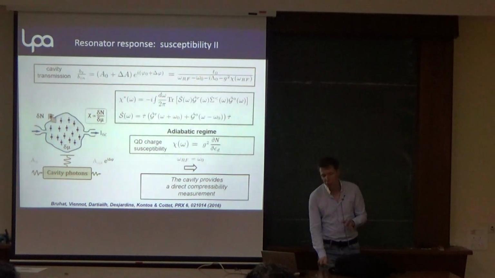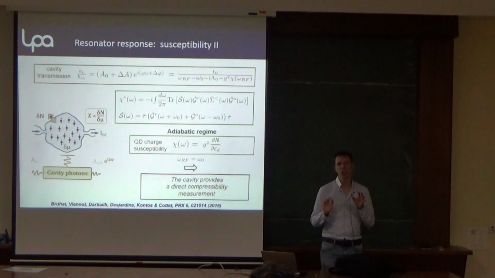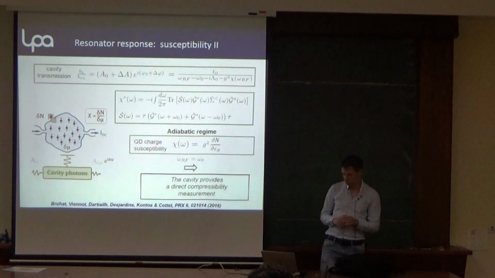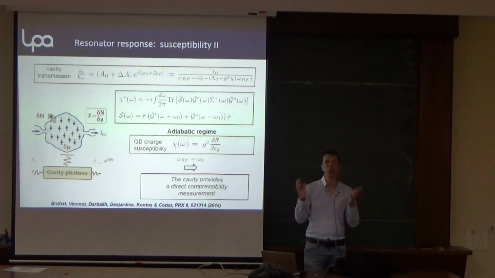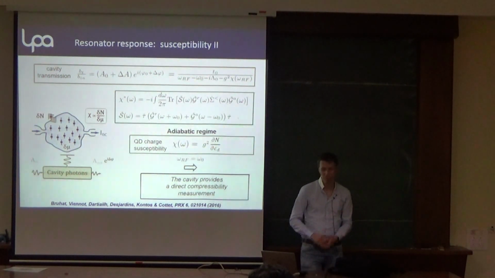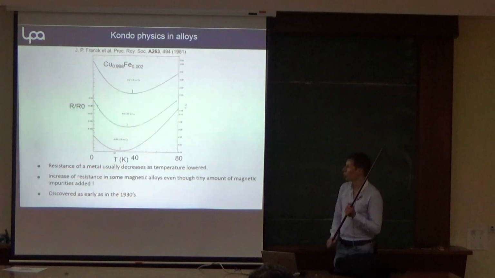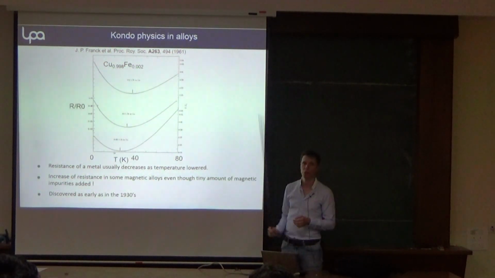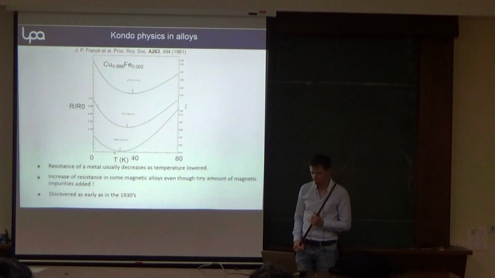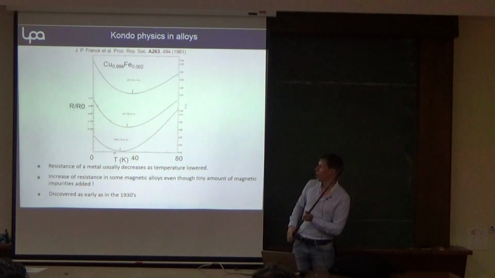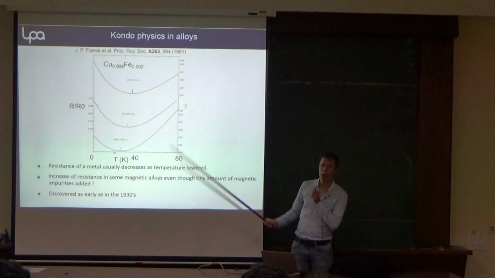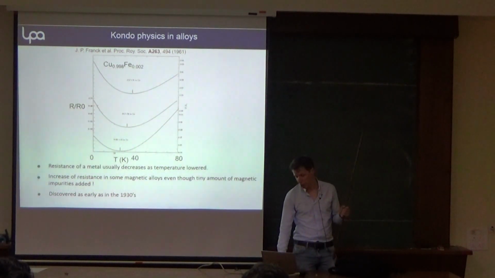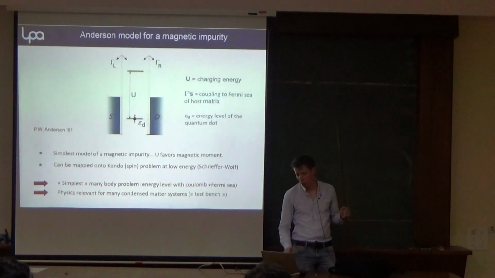And the compressibility is particularly interesting when you have electron-electron interactions, when you have correlations. And my favorite correlation system is the Kondo system. So this is the historical Kondo effect. You have an increase in the resistivity of some magnetic alloys at low temperatures, because the magnetic impurities couple with the conduction electrons and form bound states in the singlet state, in the simplest case.